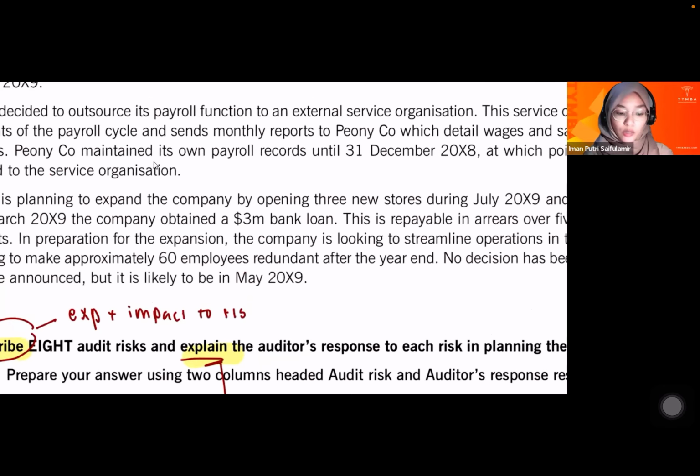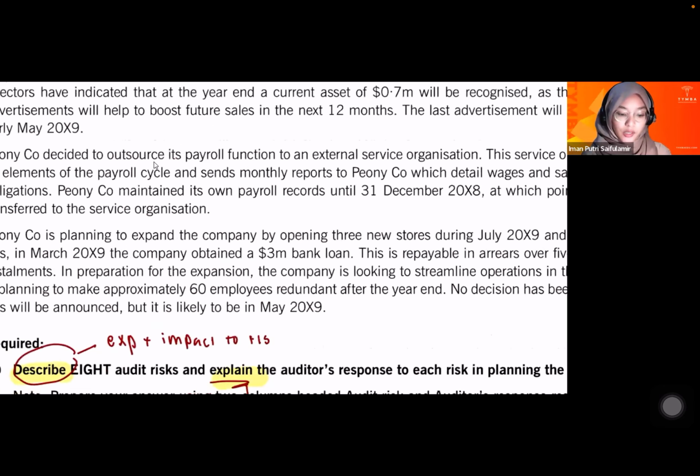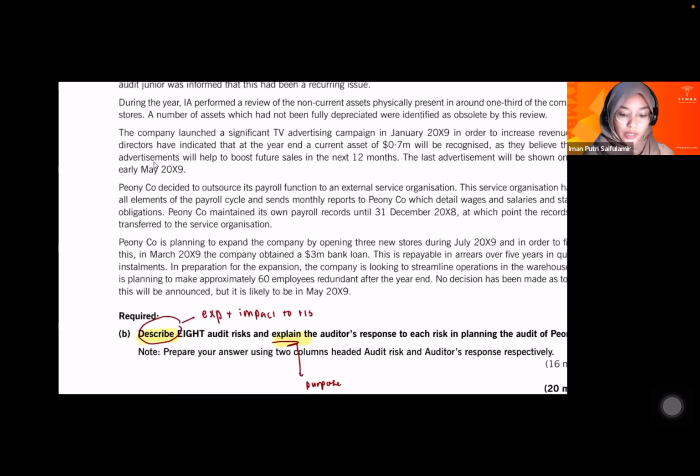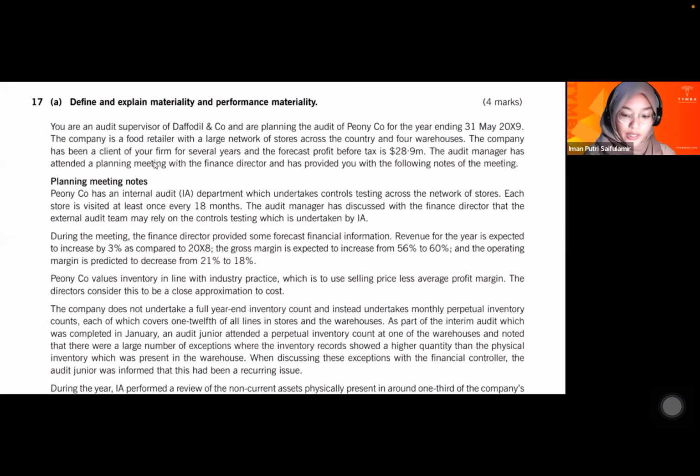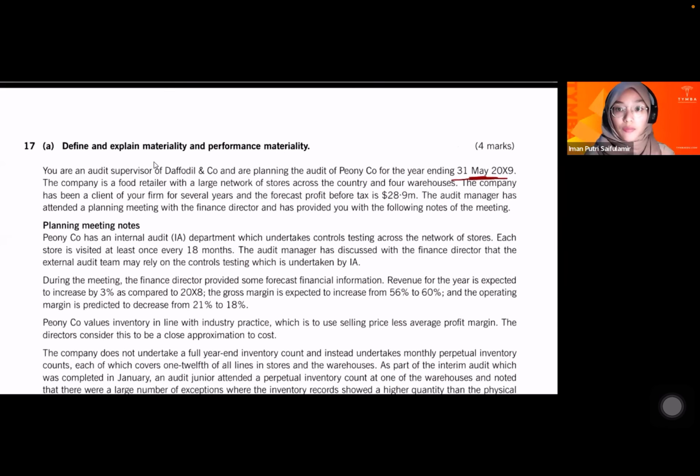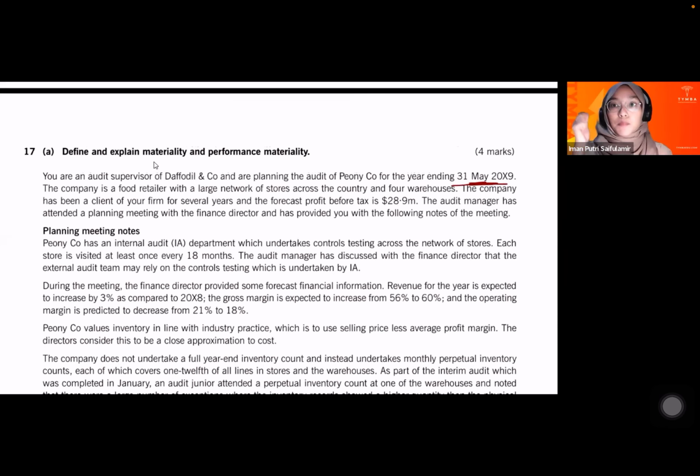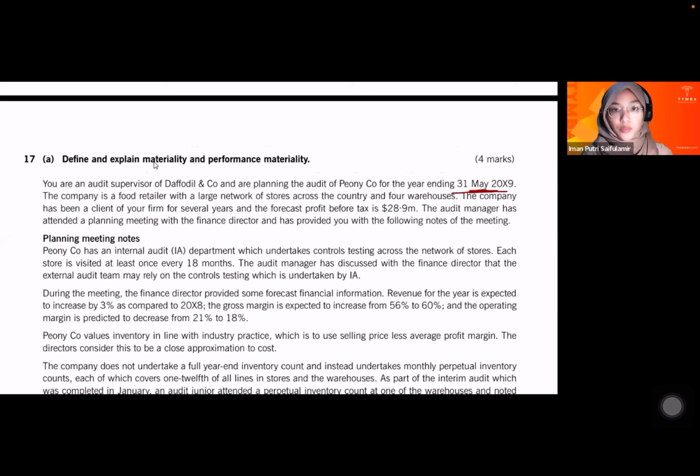Okay, so let's look into this scenario together. You are an audit supervisor of Daffodil Co. and are planning the audit of Pony Co. for the year ending 31st May. Okay, make sure you guys highlight or underline the financial year end because this is important in actually reading through your scenario too.